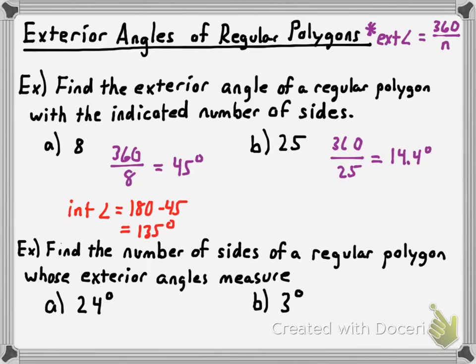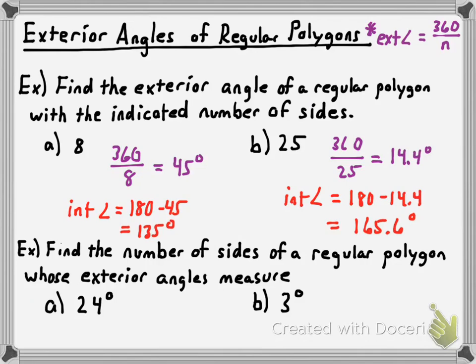And with this 25 gone then, we know each exterior angle is equal to 14.4, so we know each interior angle would have to be the supplement of that. And 180 minus 14.4 is equal to 165.6 degrees, right? All right, very good.